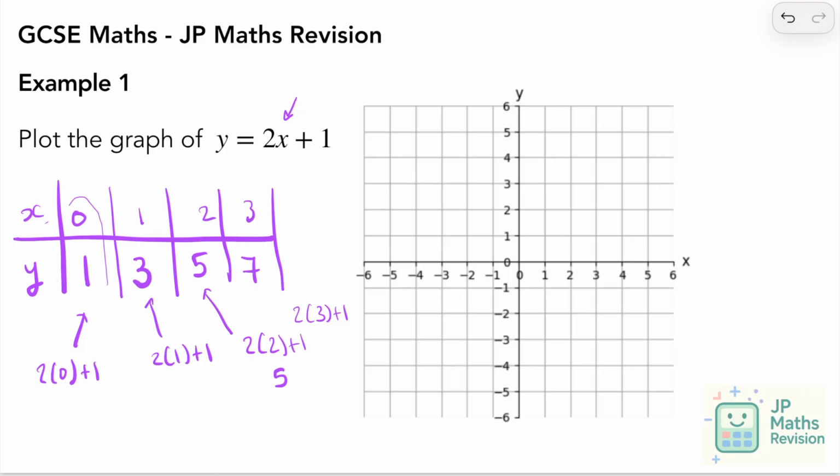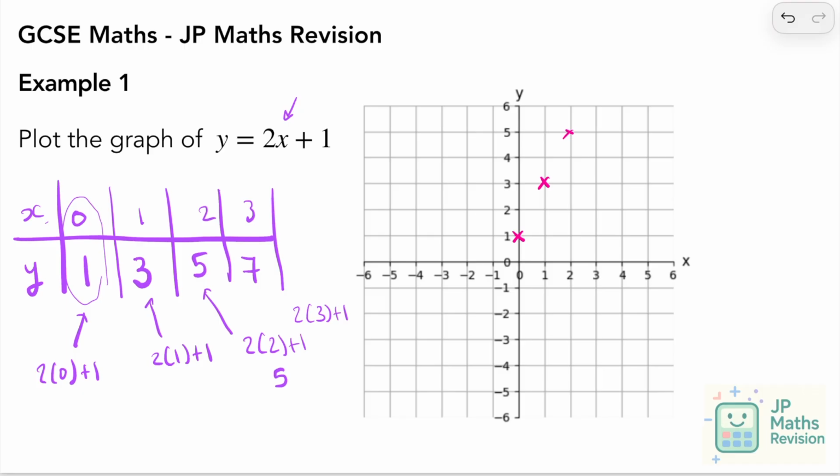So now I'm going to plot them, so I need to plot each pair of coordinates. So the first pair I have is 0, 1, so when x equals 0, y is 1, so I'm going to go along to 0, 1 and put a cross there. The next one we have 1, 3, so I'm going to go along 1 and up 3, so that's going to be here. The next one we have 2, 5, so I'm going to go along 2 and up 5, so that's going to be up here.